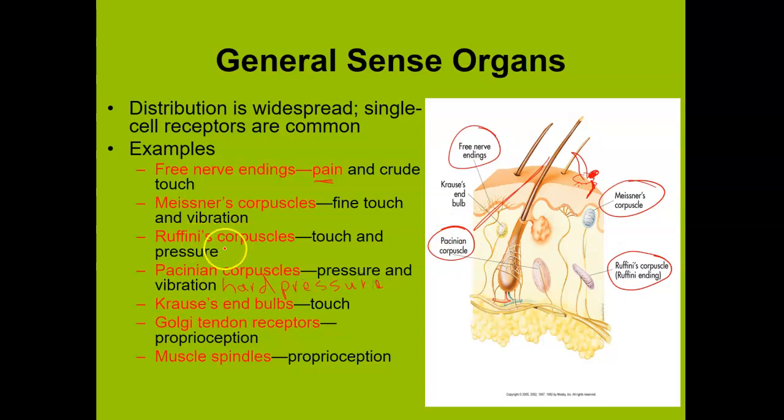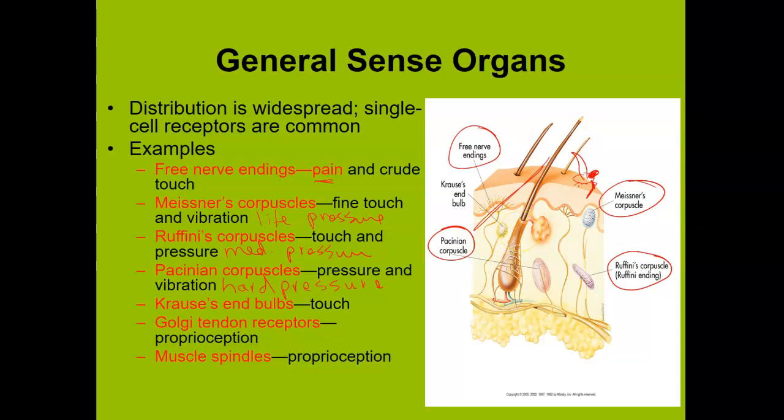Ruffini's is more like medium pressure, and the Meissner's are light pressure, okay? Now, the Krause's endings up here, they have to do with touch as well, but also touch and movement of the skin. That's all we need to say about that.